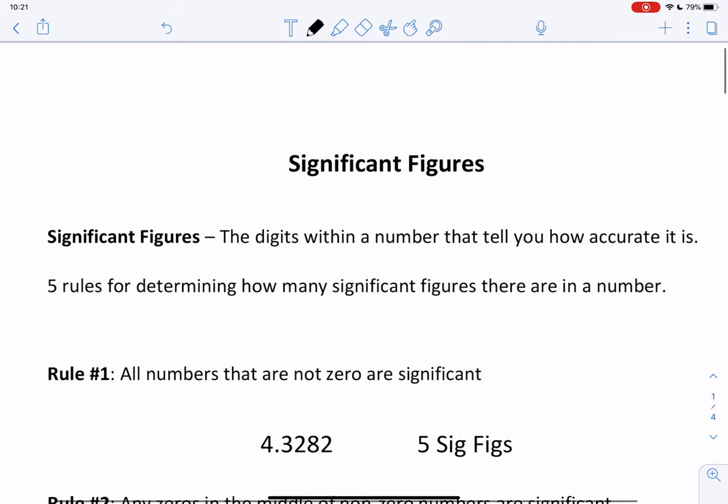Rule number 4, any leading or beginning zeros are not significant. So in this number we have down here, because we are starting with or leading with 0 numbers, they are not significant. So we don't start counting until we get to this 8 here. And once we do count the 8 and 2, we have 2 significant figures.